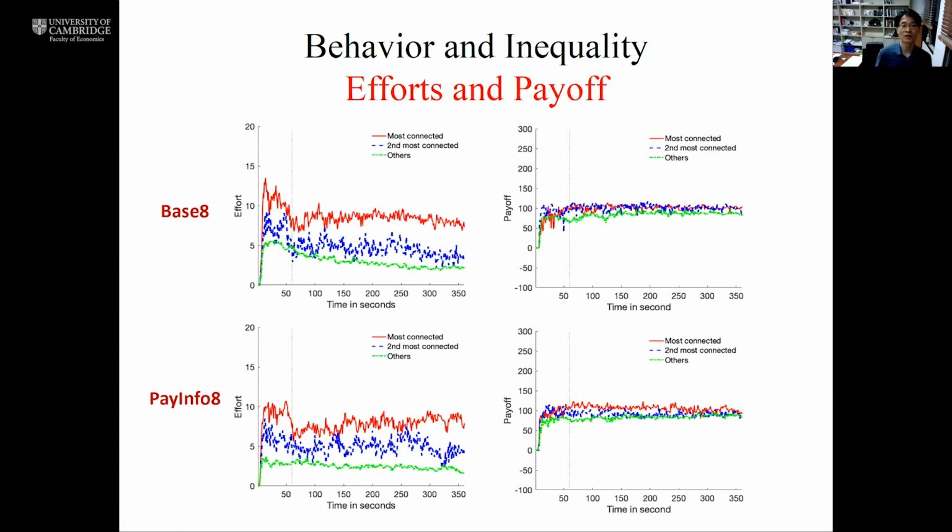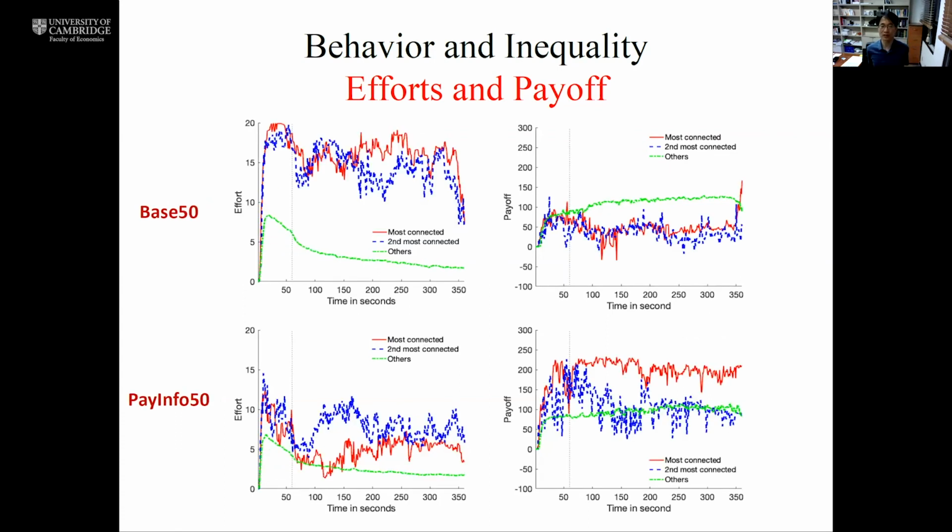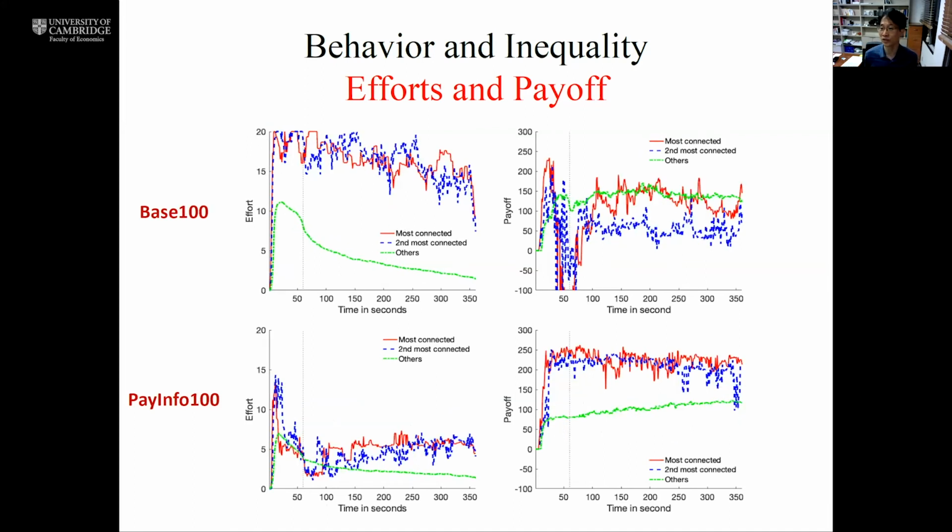small group. If you look at the large group, the patterns are quite different for the most connected individual. If you look at the left-hand side, top panel, these are the baseline group size 50, the 2 most connected individuals making a very excessive effort, whereas in the bottom left-hand side panel, under the payoff information, effort levels are quite low. And it has payoff consequences, as you can see on the right-hand side. And there are similar patterns for n equal to 100.